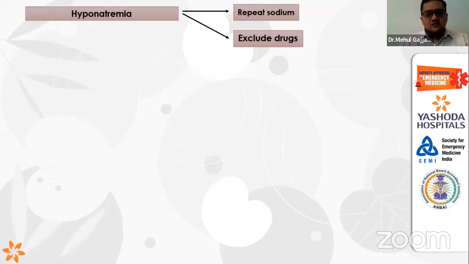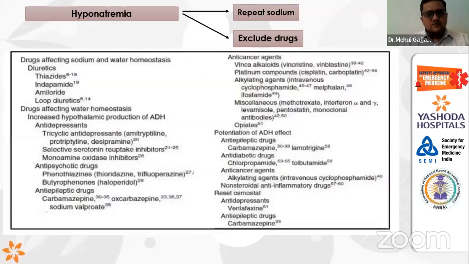like affecting sodium and water homeostasis, affecting only water homeostasis, potentiating the ADH effect, or causing resetting of the osmostat. But out of this long list of drugs, the most important ones are thiazides, amiloride, loop diuretics, tricyclic antidepressants, carbamazepine, oxcarbazepine, and valproate, because these are very commonly used drugs.